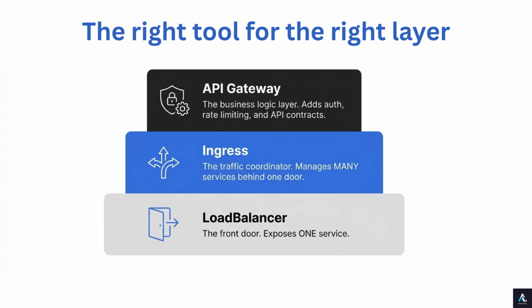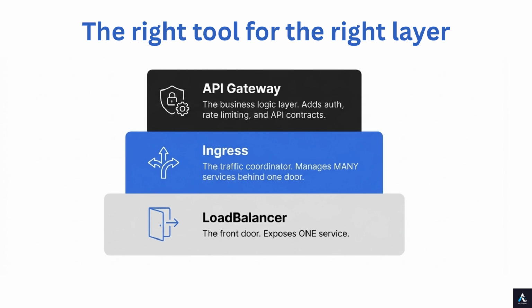All of these tools expose applications, but they are designed to solve very different problems. A load balancer exposes a single service. It's simple, direct, and highly effective when one application needs a public entry point. Ingress takes a different approach. It consolidates traffic, routing requests for many services, through one shared public entry point at the edge of the cluster.